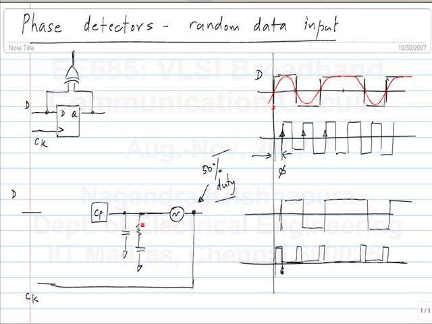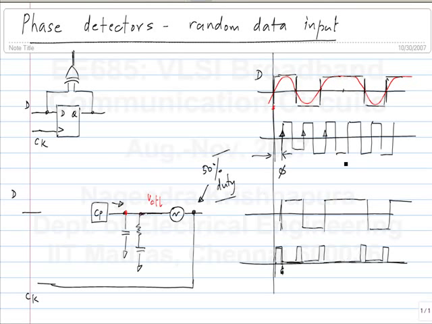Now, when does this loop lock? When does it reach steady state? What is the condition for steady state? No, that we can't say about the phase difference here. I mean, that depends on the type of phase detector, but the control voltage should be steady. That is steady state, and that in turn means that this current is 0 on average. Okay, the current flowing out of the charge pump.